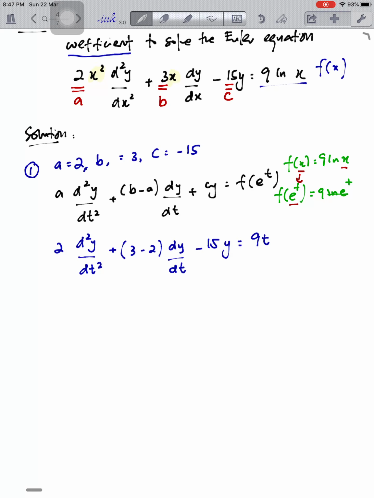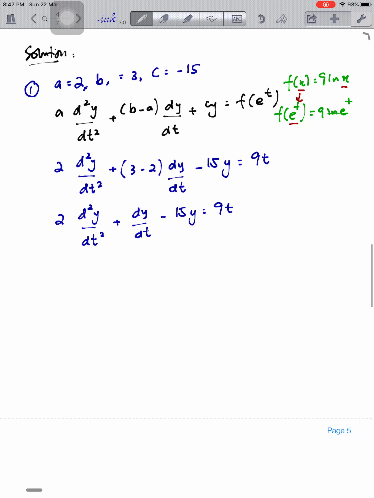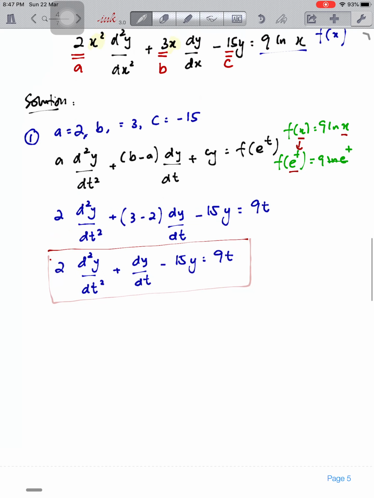So now let's simplify the part of b minus a. My equation is going to be 2 d squared y over dt squared plus 1 dy over dt minus 15y, that is going to equal 9t. So this is the equation that I'm going to solve. And of course, before I start solving, I have to identify whether it's going to be homogeneous or non-homogeneous.